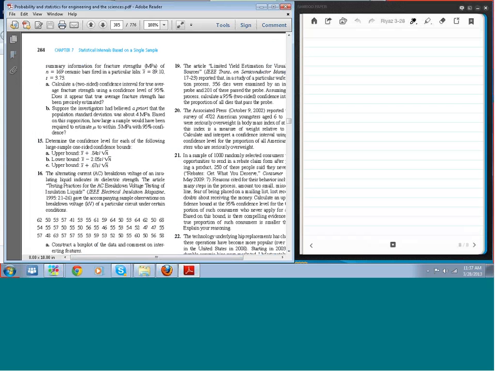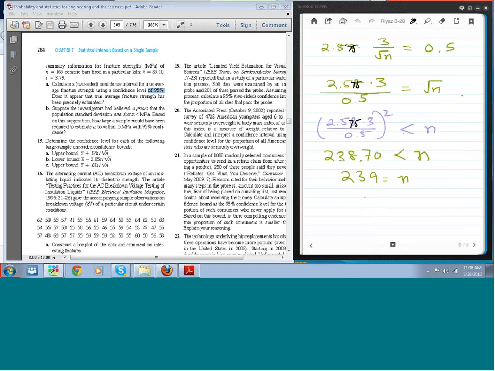Is there much difference between this question and the last question? Not really. The only difference is 95%, so instead of 2.575, it's going to be a different z value. It's similar to this other one we did, not this one right here. The n question we did is very similar.